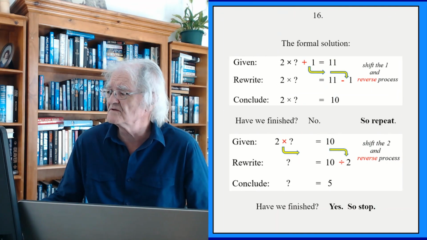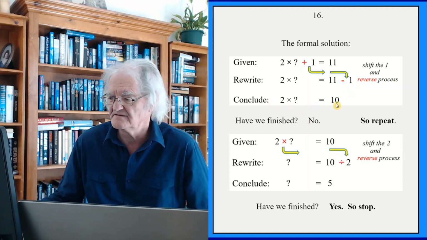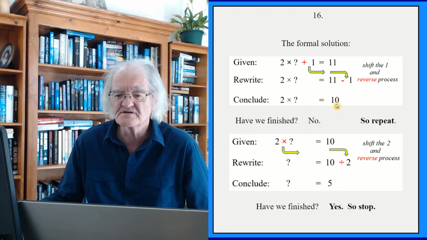Okay, here's a formal solution. We were given double a number and then add 1 gets you 11. So in order to process that, we remove the 1. When it goes to the other side of the equal sign and joins the 11, we reverse its process. So addition becomes subtraction, and we can draw a conclusion. Double the missing number is 10. Now, have we finished? And the answer is obviously no. So we repeat that process.